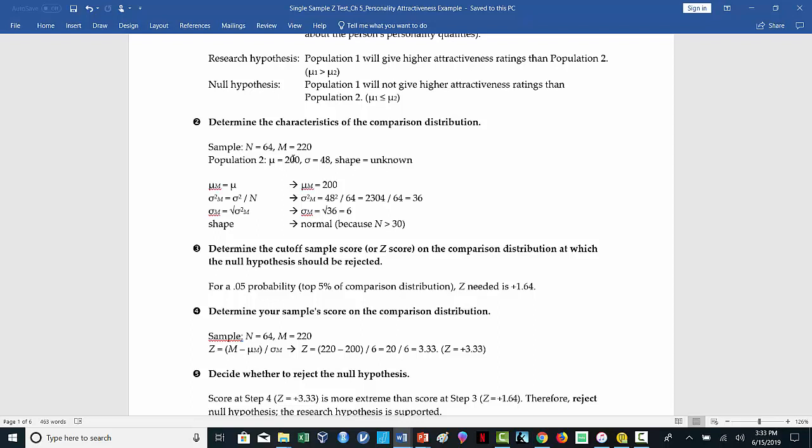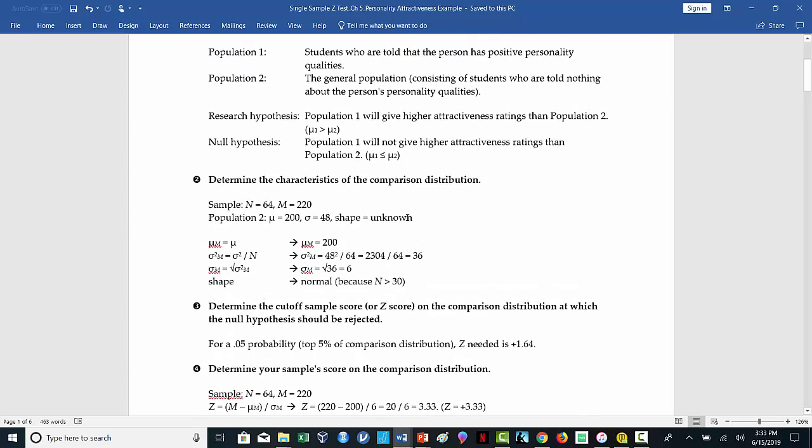So in our sample, we sampled people from population one. There were 64 people that we sampled, and the mean attractiveness rating given was 220. So just without thinking about any statistical significance test, the average rating was higher for population one than population two.